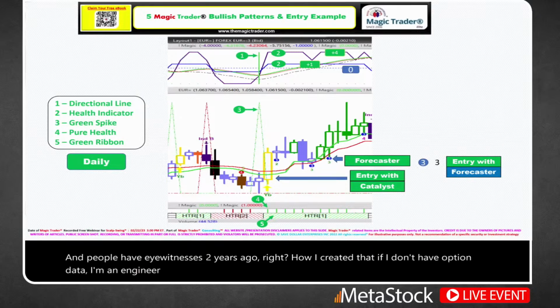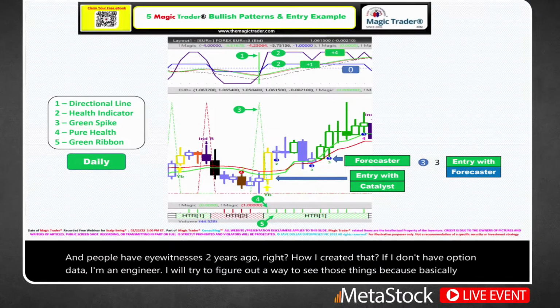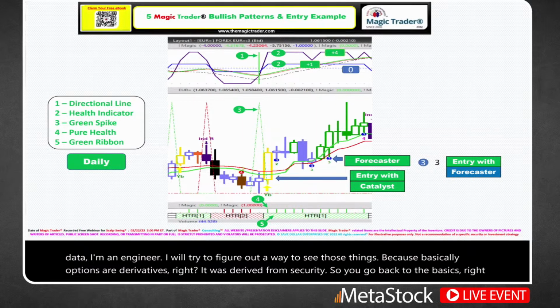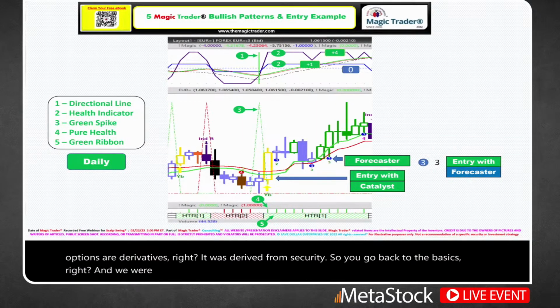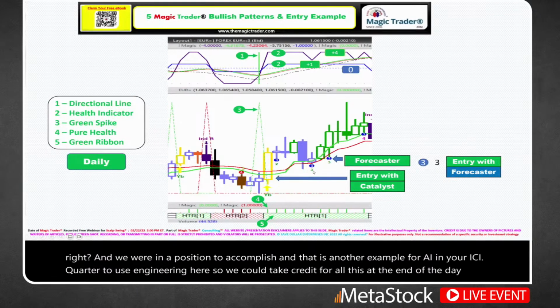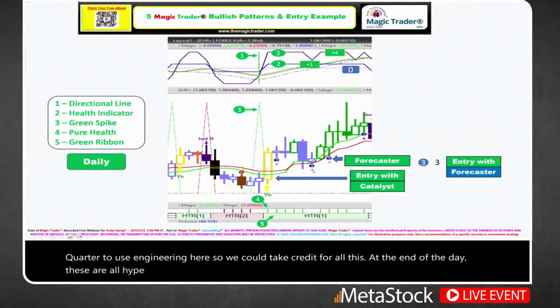I'm an engineer. I will try to figure out a way to see those things, because basically options are derivatives, right? They were derived from the security. So you go back to the basics, right? And we were in a position to accomplish that. And that is another example of AI. In your eyes, AI; I try to use engineering here. So we could take credit for all this. At the end of the day, these are all hype and all nonsense, in my opinion.